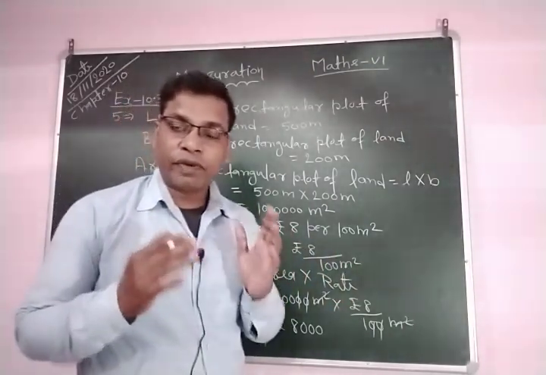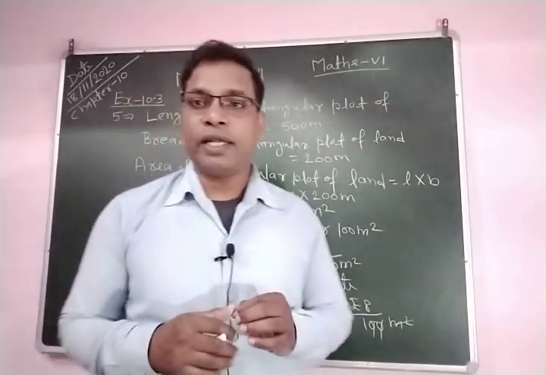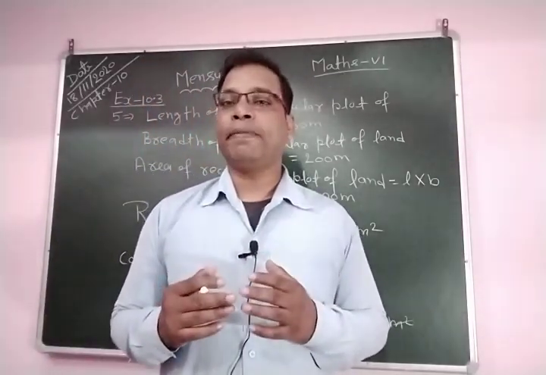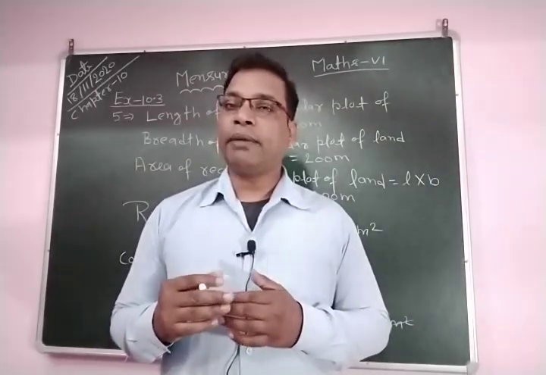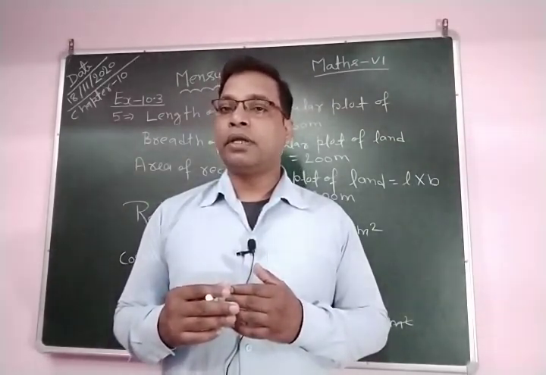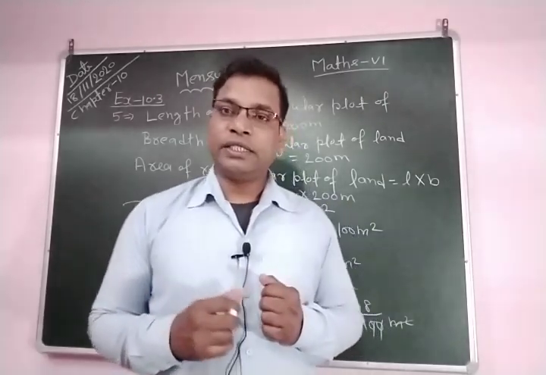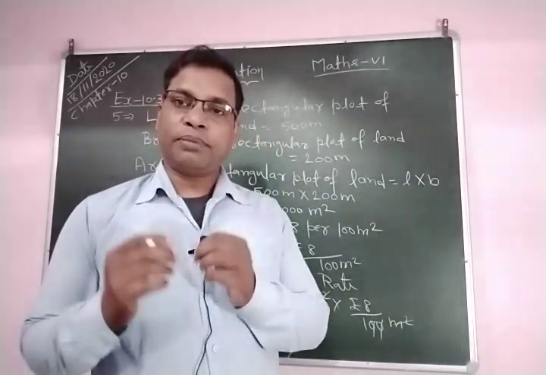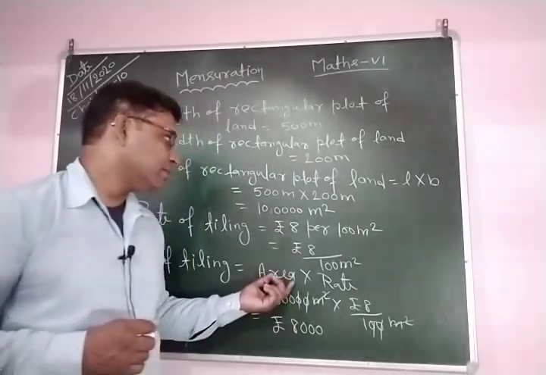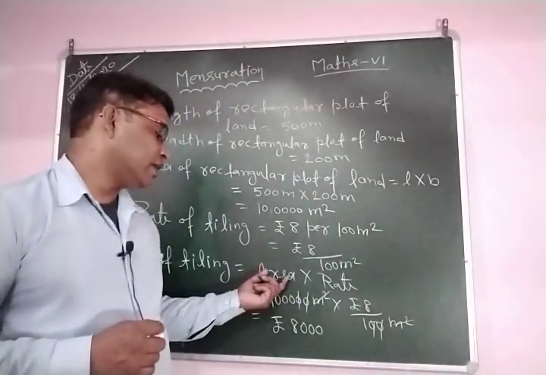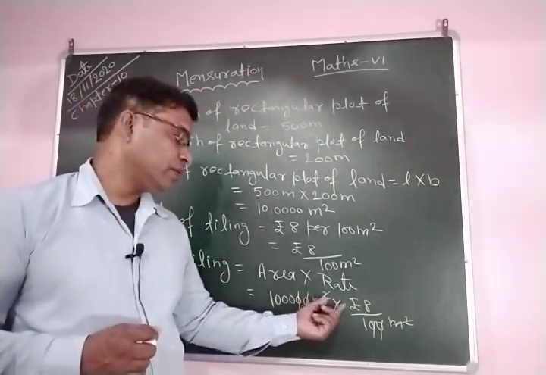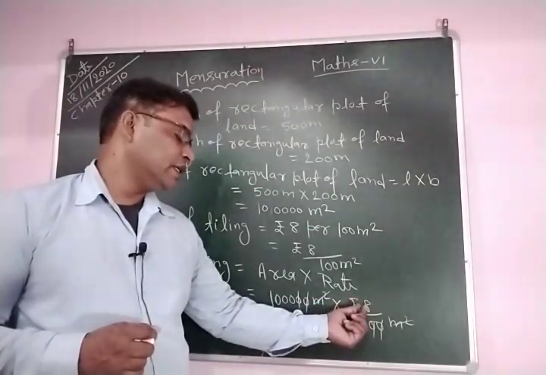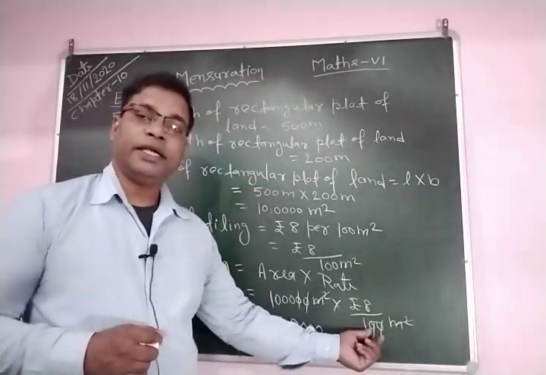So we need to find the cost of tiling. For this, when you multiply the rate of tiling into the area of the rectangular plot of land, this is equal to the cost of tiling. So the area of the rectangular plot of land is 1 lakh meter square, into the rate of tiling, which is here rupees 8 upon 100 meter square.